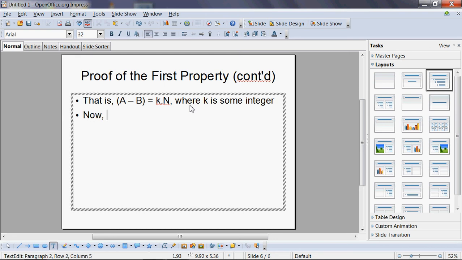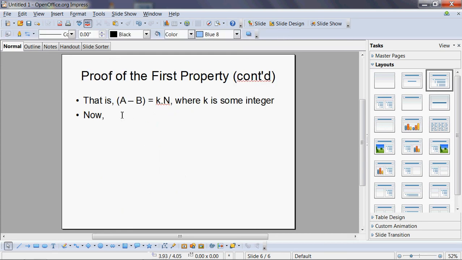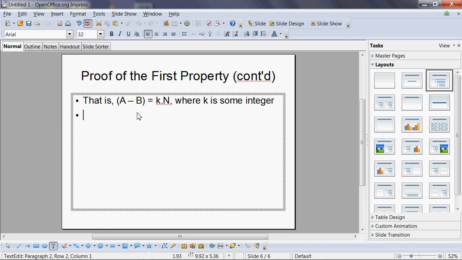Now, let's do one thing. So here you have A plus c and you have B plus c. So let's go back here. What I will do is, so A is equal to B plus k times n. Adding c to both sides, we get A plus c is equal to B plus c plus k times n.